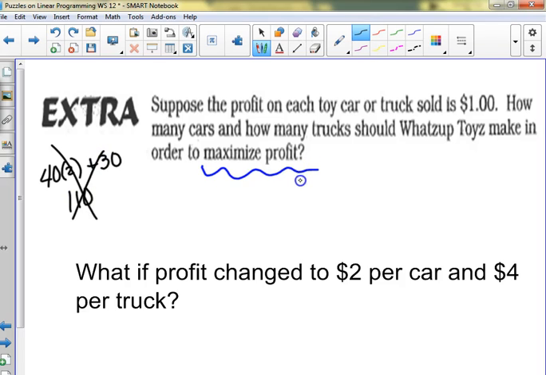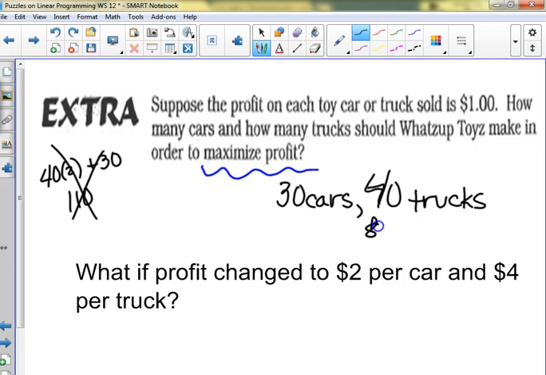All right, back to the question. So where would the maximum profit occur? 30 cars and 40 trucks, and our profit would be? Yeah, 70. Thanks for catching me. Maximum profit was $70, right? Okay. What happens though if we change the profit to $2 on a car and $4 on a truck? Is that going to necessarily stay at the same points?